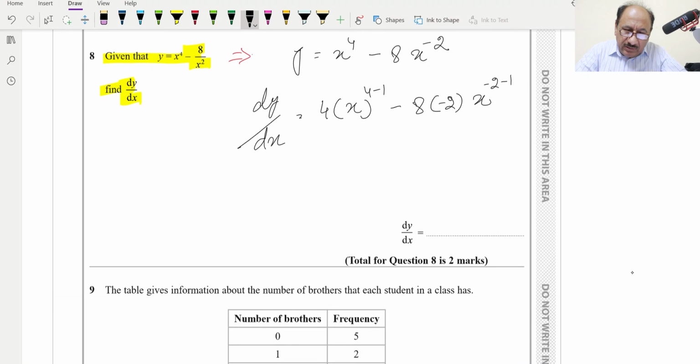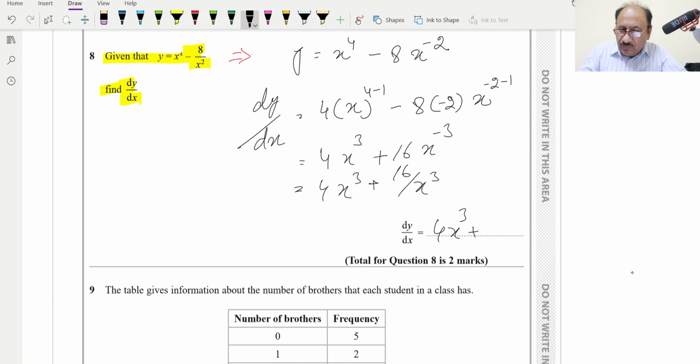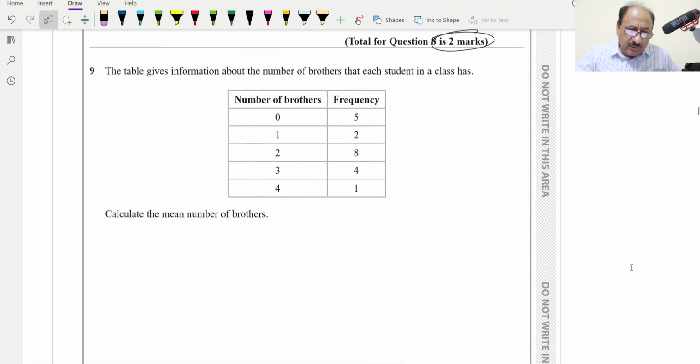And this will be equal to 4x raised to the power 3, or 4x cubed, and minus 8 into minus 2 will be plus 16, and x raised to the power minus 3, which we can rewrite as 4x cubed plus 16 over x cubed. The final answer is over here, which is a 2 mark question. It's so simple, just a derivative.